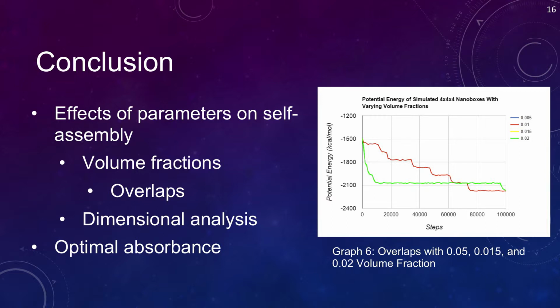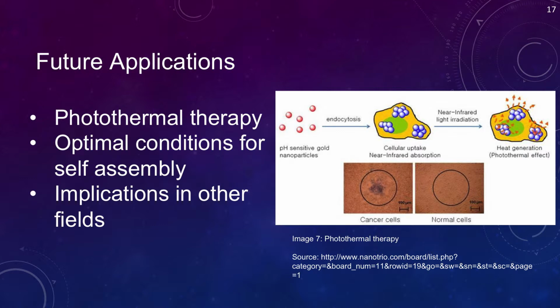Finally, for optimal absorbance, as we mentioned before, 520 nanometers is the best optimal absorbance. I mention 520 nanometers again because of photothermal therapy. As we mentioned before, photothermal therapy is when gold nanoparticles enter cancerous cells and they're heated up to denature the proteins in the cancerous cells. Now we know the specific wavelength.